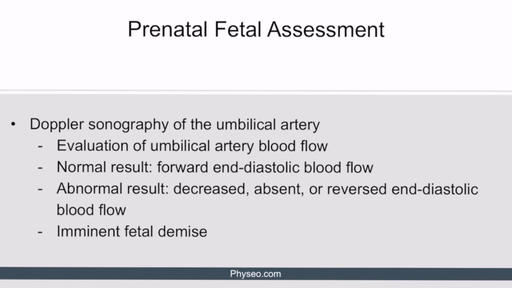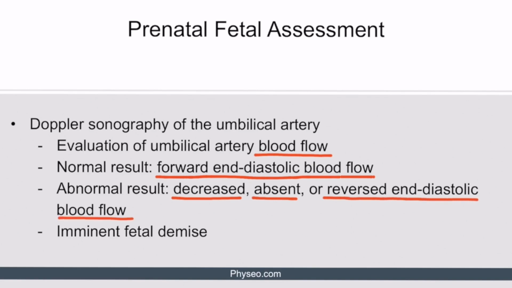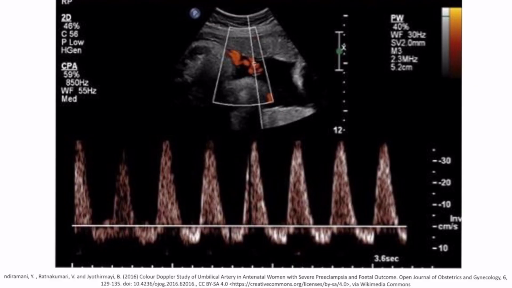This test assesses velocity and direction of umbilical artery blood flow. A normal result is a forward end diastolic blood flow, while an abnormal result is decreased, absent, or even reversed blood flow. And that actually indicates imminent fetal demise. So that's a very bad sign. You don't want to see that. What you want is forward end diastolic blood flow. So let's make sense of this.